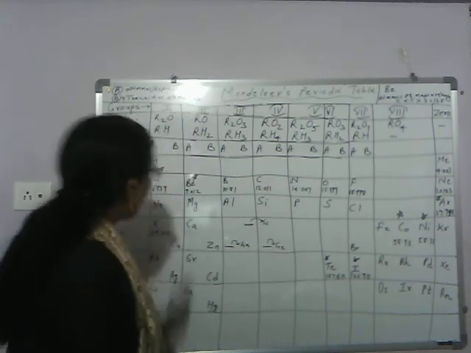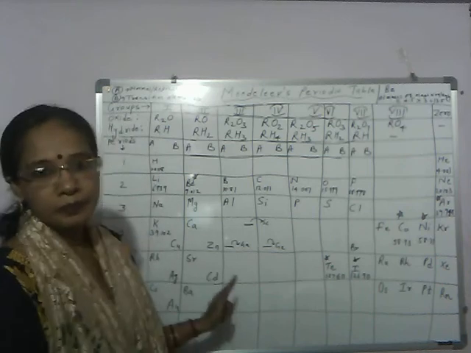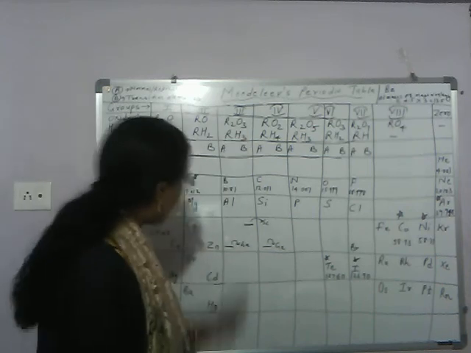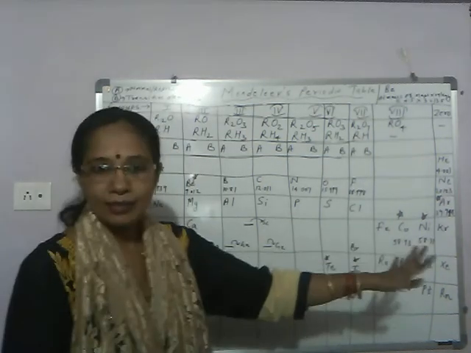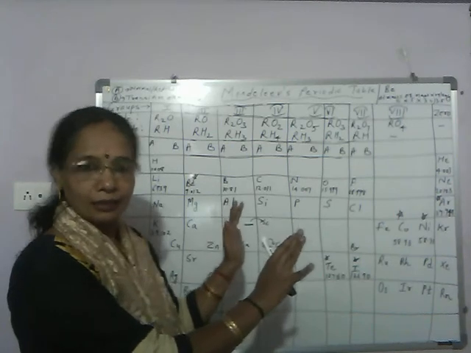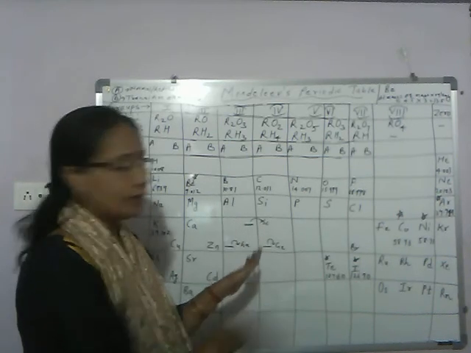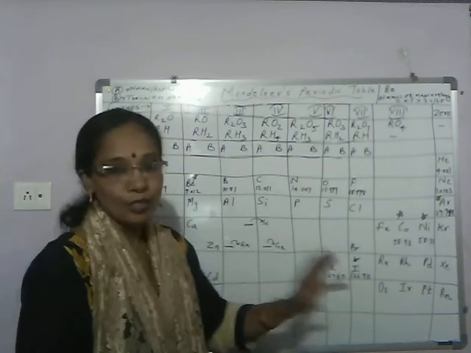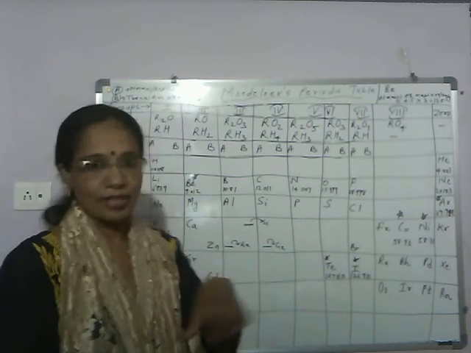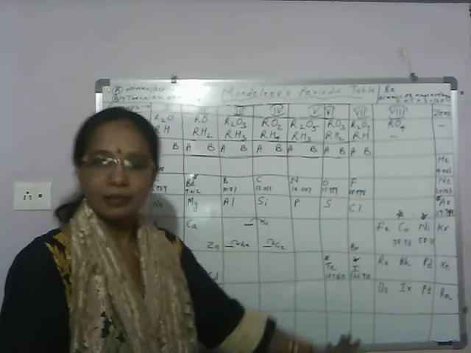Then 2A, then 2B. In the same way 3A, 3B. I have not written all the elements. This is not blank. Elements are placed everywhere. Just I have written some of the elements to discuss the advantage and disadvantage. The complete elements I have not filled in this table now.